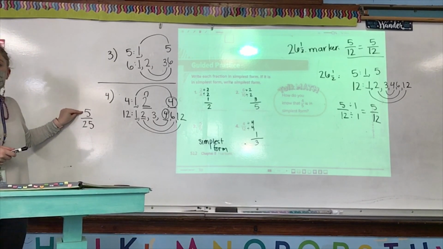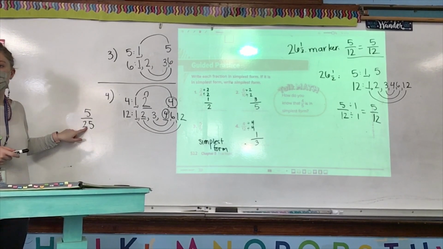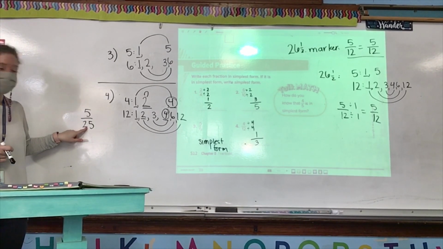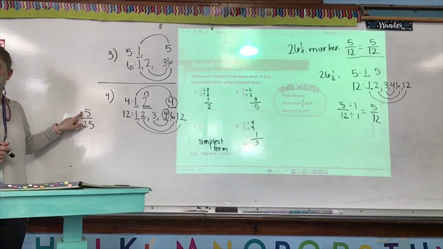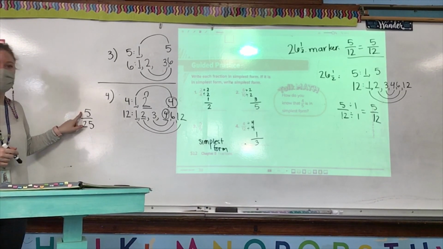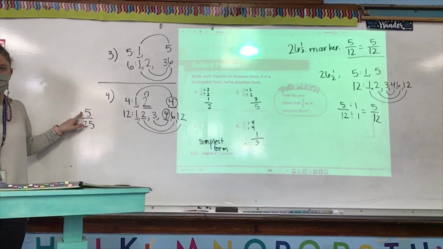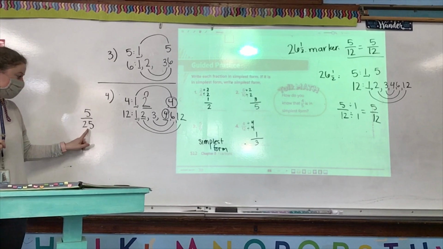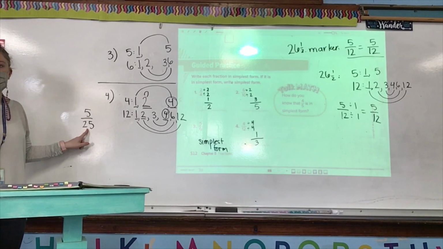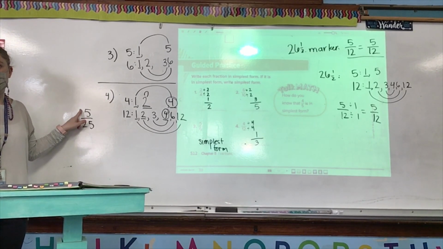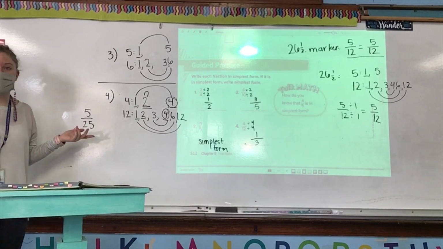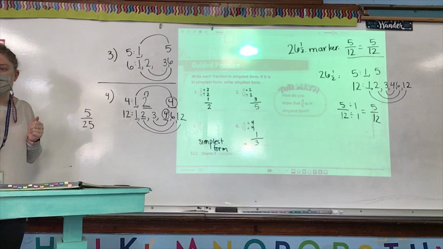One more clue. If your numerator is a factor of your denominator, your numerator will be the greatest common factor. Because what's the greatest factor of 5? What's the greatest factor of 5, Lena? 5. So no matter what, can there be a higher greatest common factor than 5, if 5 is the greatest factor of 5? No. So there's some clues.